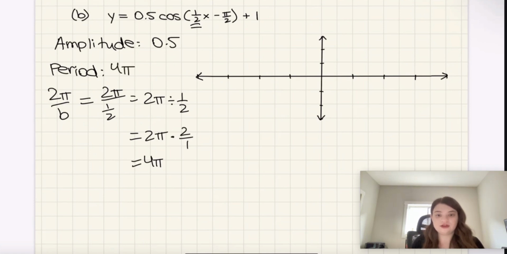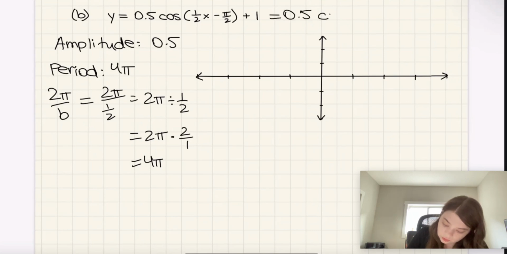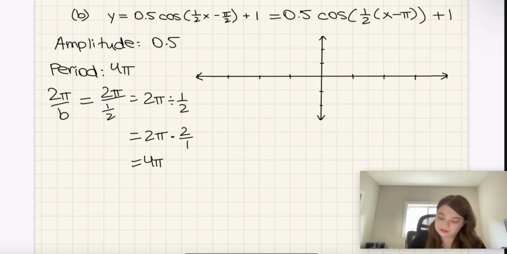Then we have to do the phase shift. Now, a lot of people would look at this and say, oh, the phase shift, it's pi over 2 to the right. But that's not quite right. In order to accurately get the phase shift, we have to factor first. We have to factor whatever this b value is out of both of the terms here. And so I'm just going to rewrite this equation in order to do that. This is 0.5 cosine of 1/2 times x minus pi, like that, plus 1 outside those brackets.